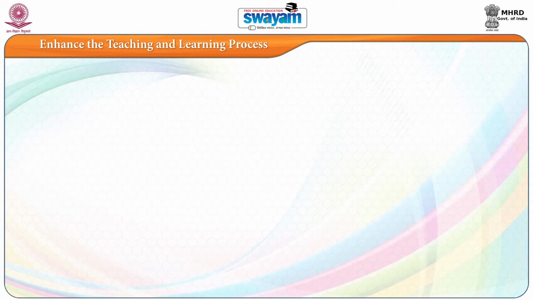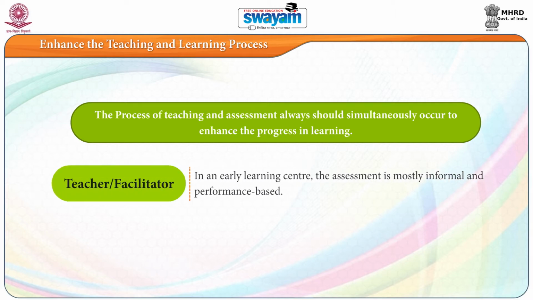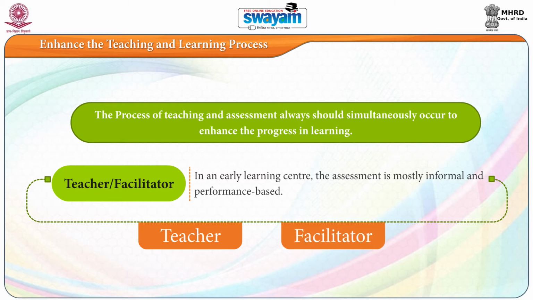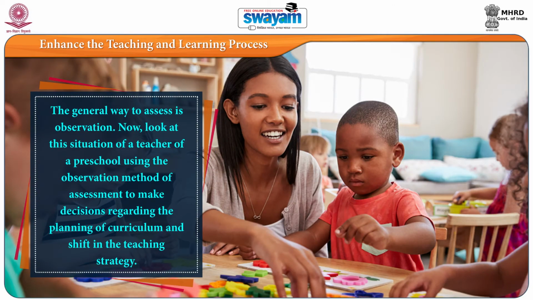First is to enhance the teaching and learning process. The process of teaching and assessment always should simultaneously occur to enhance the progress in learning. The primary assessor in a classroom setting is a teacher or the facilitator. In an early learning center, the assessment is mostly informal and performance based. The general way to assess is observation.